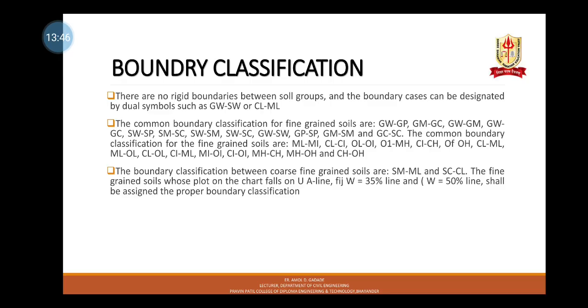GC-SC. The common boundary classifications for the fine grained soils are ML-MI, CL-CI, OL-OI, OI-MH, CI-CH, OI-OH, CL-ML, ML-OL, CL-OL, CI-MI, MI-OI, CI-OI, MH-CH, MH-OH and CH-OH. The boundary classifications between coarse and fine grained soils are SM-ML and SC-CL. The fine grained soils whose plot on the chart falls on the line WL equal to 35% and WL equal to 50% shall be assigned the proper boundary classification.